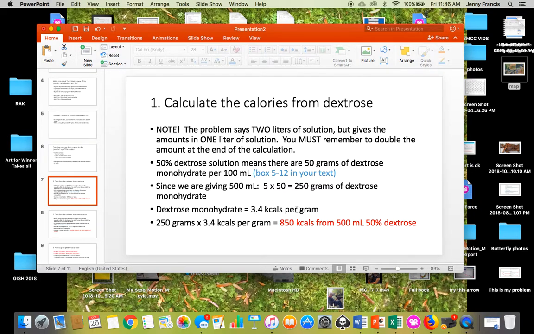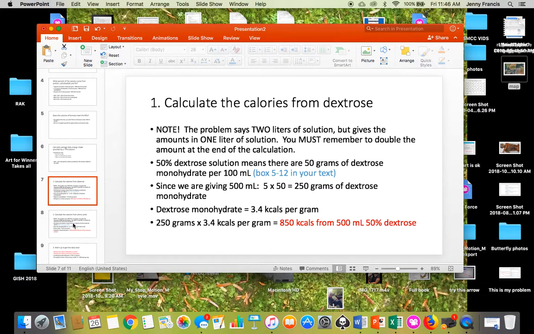So for TPN solutions that use dextrose monohydrate, which most of them do, you are going to use 3.4 calories per gram compared to the normal 4 calories per gram that you normally would for nutrition calculations. Okay, so we determined that in this 500 milliliters of solution, we're getting 250 grams of dextrose. So 250 times 3.4 calories per gram is a total of 850 calories from that 500 milliliters of dextrose.